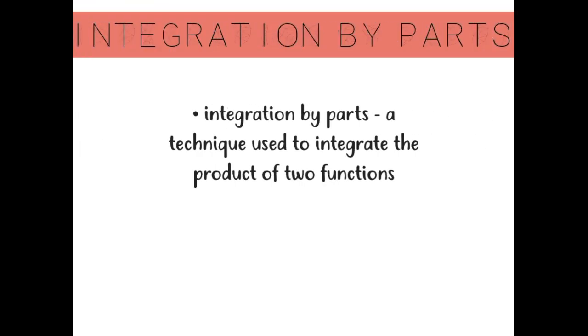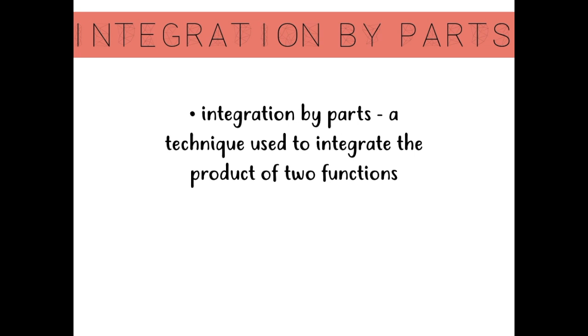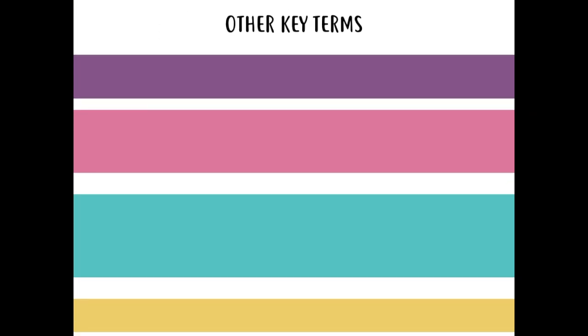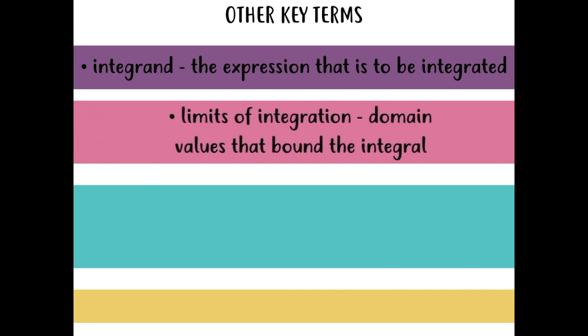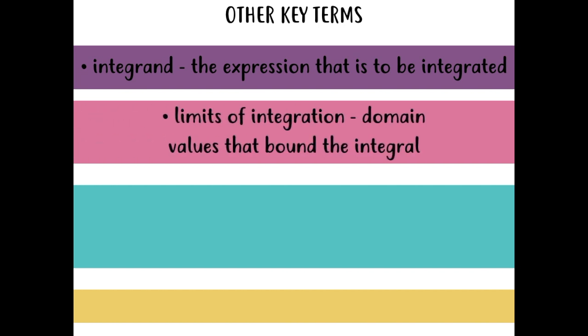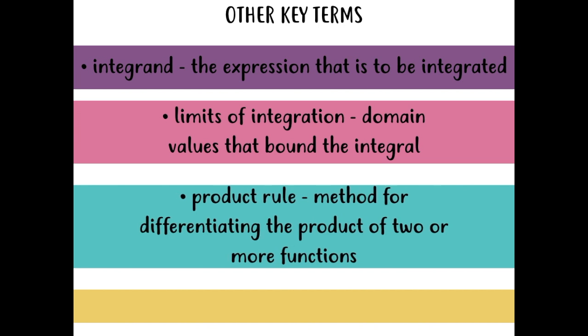Topic 2. Integration by parts. Integration by parts is a technique used to integrate the product of two functions. This is based around the product rule. There are also some other key terms we should know, such as integrand, which is the expression that is to be integrated, limits of integration, which are domain values that bound the integral, and product rule, which is the method for differentiating the product of two or more functions, and here it is below.